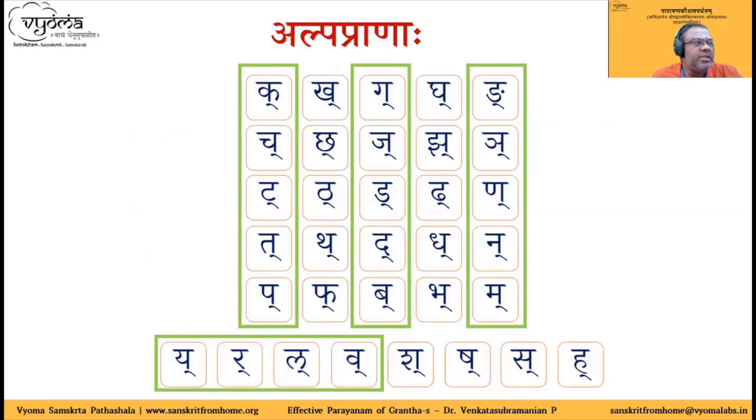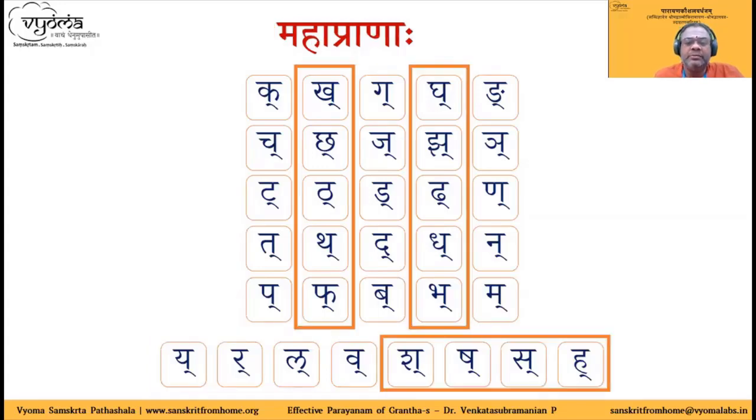The next classification is Alpaprana and Mahaprana. So you have the 1st, 3rd and 5th letter of each Varga, and Ya, Ra, La, Va. These are called Alpapranas. The 2nd and 4th letters of each Varga, the second letter of each Varga and the 4th letter of each Varga, Sha, Sha, Sa, Ha, are called Mahapranas.